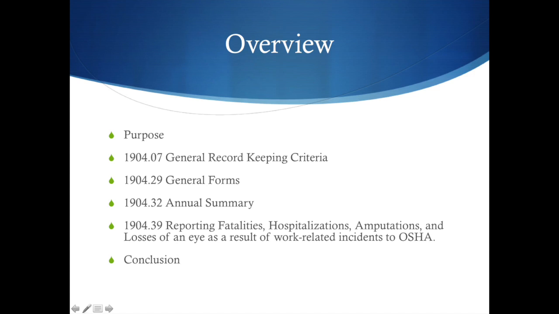We will first start with the purpose, then transition to 1904.07, general record keeping criteria. Then we will transition to 1904.29, general forms. Next will be 1904.32, the annual summary. Next will be 1904.39, reporting fatalities, hospitalizations, amputations, and losses of an eye as a result of a work-related incident to OSHA. Then lastly, we will finish with a brief conclusion.